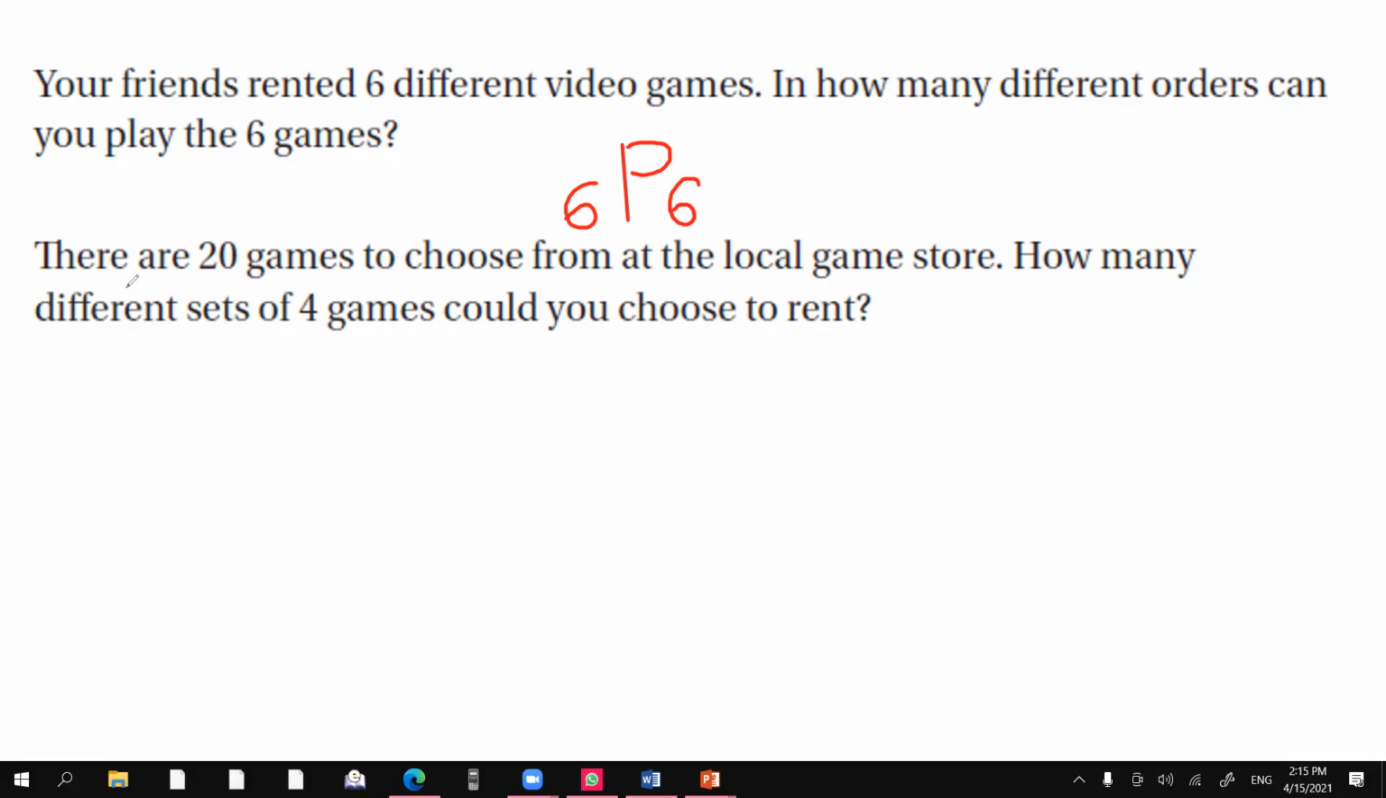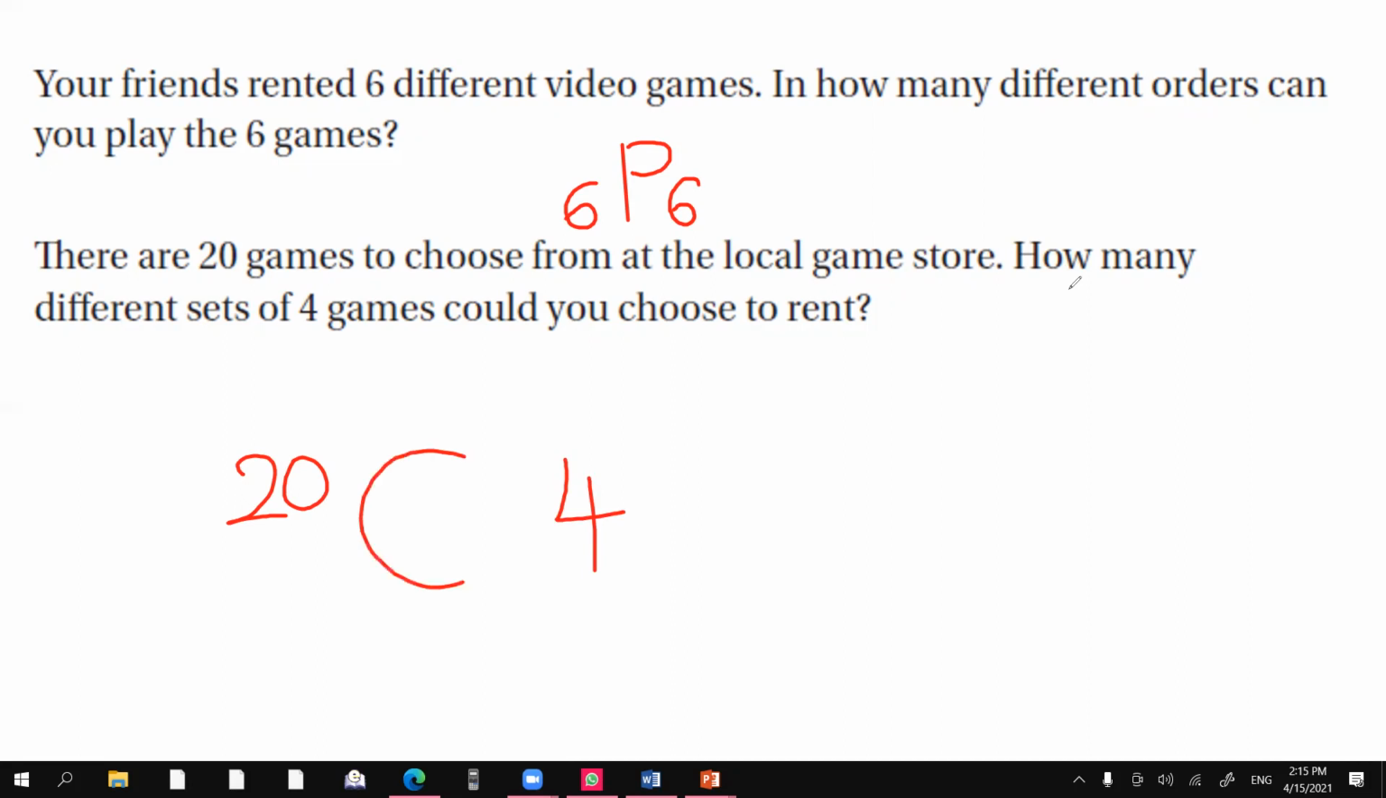Now the second one: there are 20 games to choose from at the local game store. So here you have only 20 games to choose from. I'm only talking about games, so I could use permutation or combination. In how many different sets of 4 games could you choose to rent? So here you have 20, and you need to choose 4 of them. So what will you use? Permutation or combination?